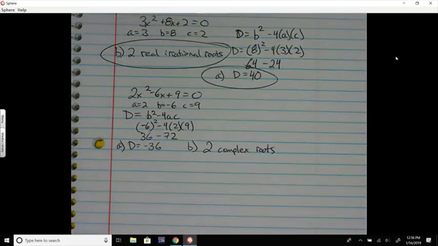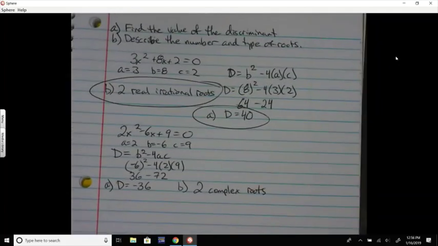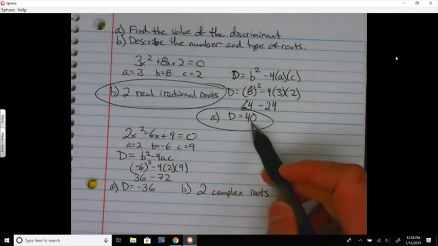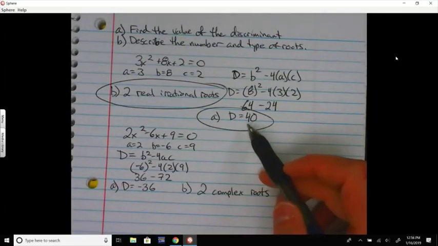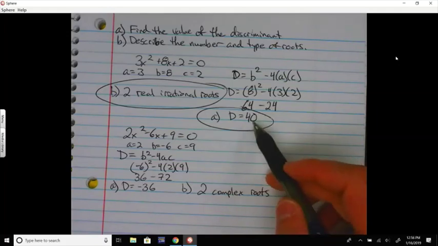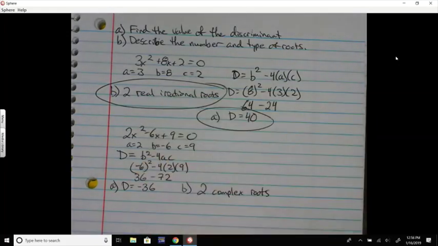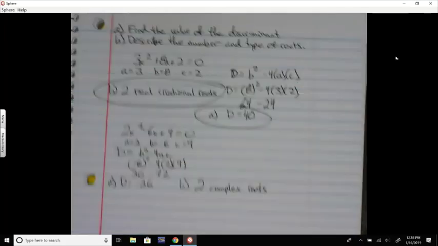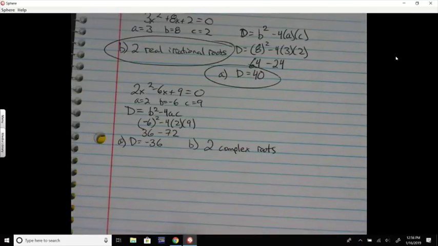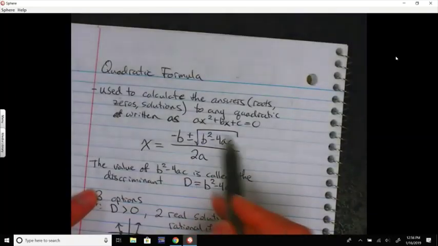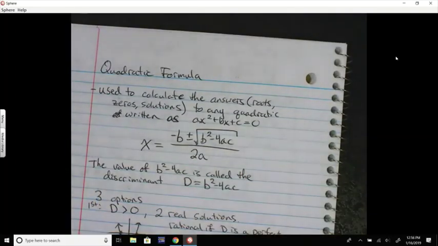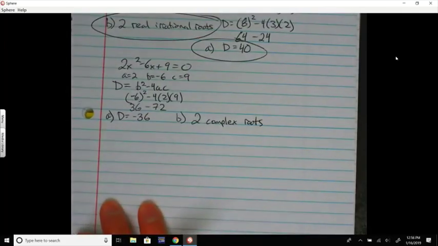How did we get, on the other page, two real irrational roots? Because it's positive and it's not a perfect square, so it's irrational. So if you'd have gotten 36 on this one, it'd be two real rational roots. Discriminant's negative. So on your formula, this would be the square root of a negative, which results in an i.